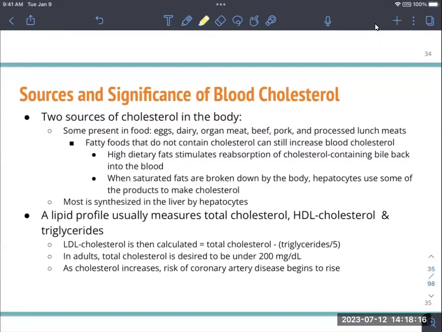So we have some sources of cholesterol in our own body, like the hepatocytes in the liver. They can make cholesterol. We also get cholesterol from eggs, dairy, if you eat any organ meats, beef, pork, processed lunch meats. Fatty foods that don't have cholesterol can actually still increase your blood cholesterol levels, because these dietary fats actually stimulate the reabsorption of cholesterol containing bile back into the blood. So when saturated fats get broken down, hepatocytes use some of these to make cholesterol.